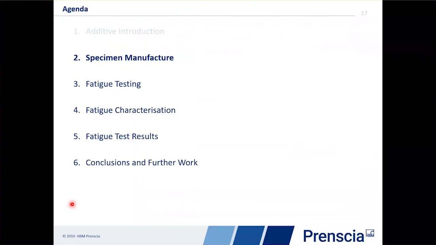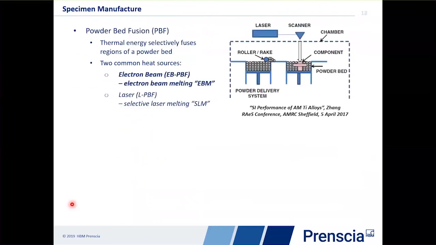So I want to go through how we've manufactured test coupons, how we've tested them for fatigue, and what the results show. So let's have a look at the specimens that we're using. So we've used a powder bed fusion process here, and in particular we're looking at two approaches: electron beam melting and selective laser melting. So what we do here is, on that diagram on the right, you can see a rough idea of what it is.